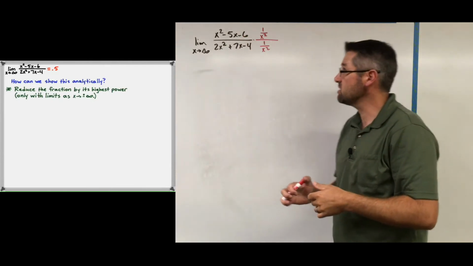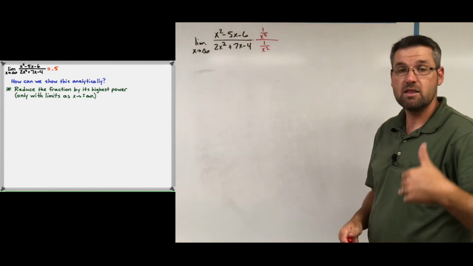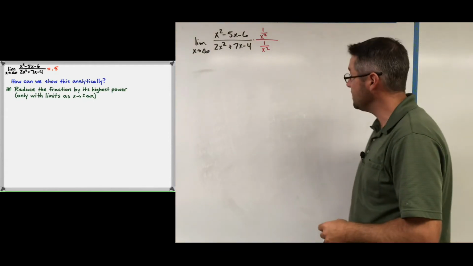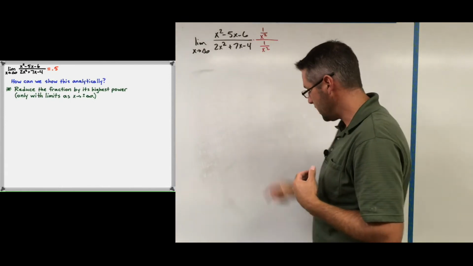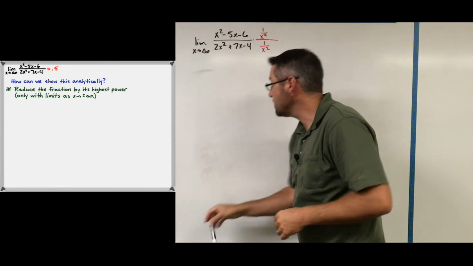Now, it seems like, why are you doing this? But you'll see that it does actually produce an answer in the end. Why is it 1 over x squared? Because the highest power is squared. So now let's go ahead and do this.